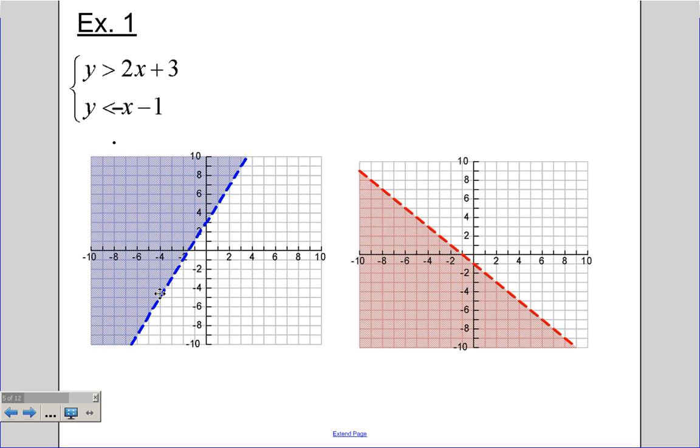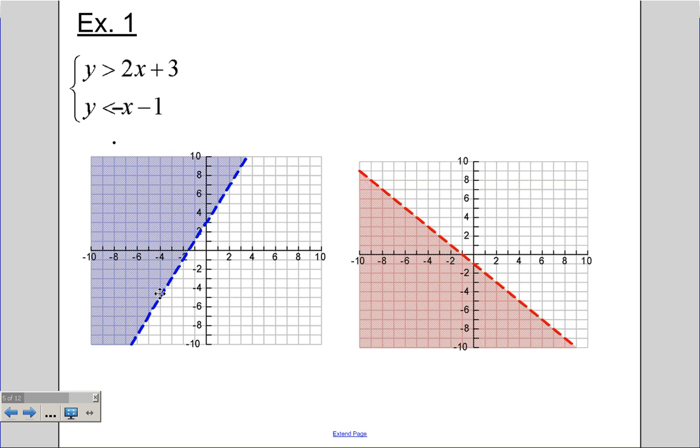So we have two different things. Now, what's in blue, those are all the solutions for the first inequality. In red, we have all the solutions for the second inequality. What we're looking for is the solutions for both. Just like before when we did an equation, we looked for that one solution point. Well, here there's not one point, there's many, and that's what we're looking for. We're looking for the combination of the two.